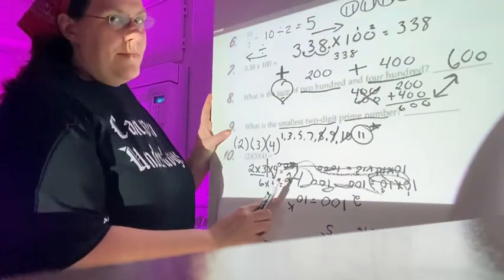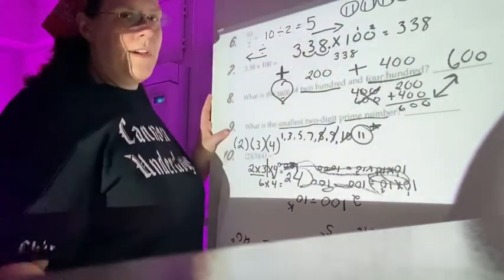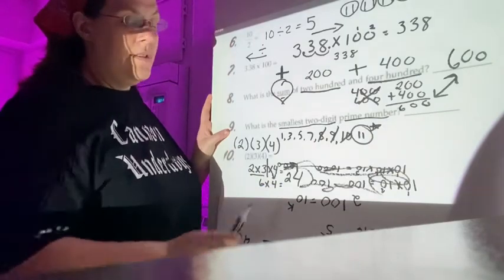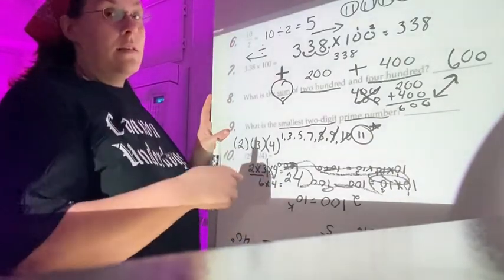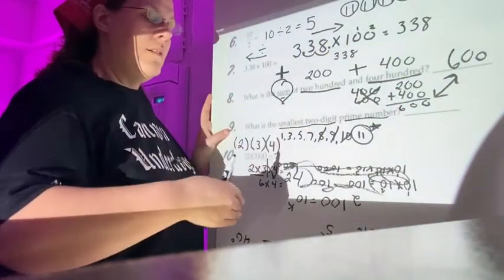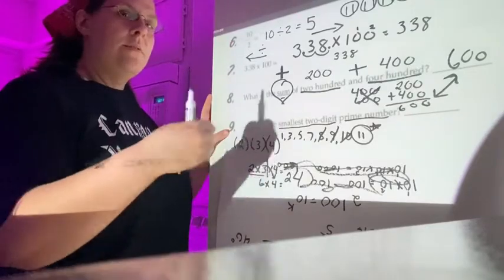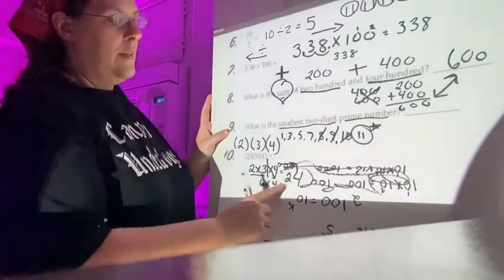6 times 4. Skip counting in 4s is tough. So Miss Cheer is going to do it real fast for you, okay? But you should do this on your calculator to make sure you're correct. But 6 times 1 is 6. 6 times 2 is 12. 6 times 3 is 18. 6 times 4 is 24.